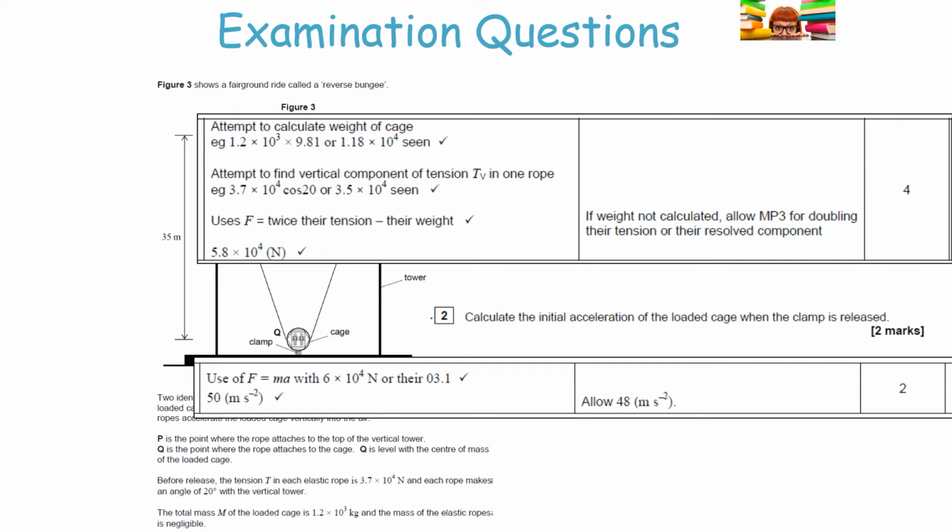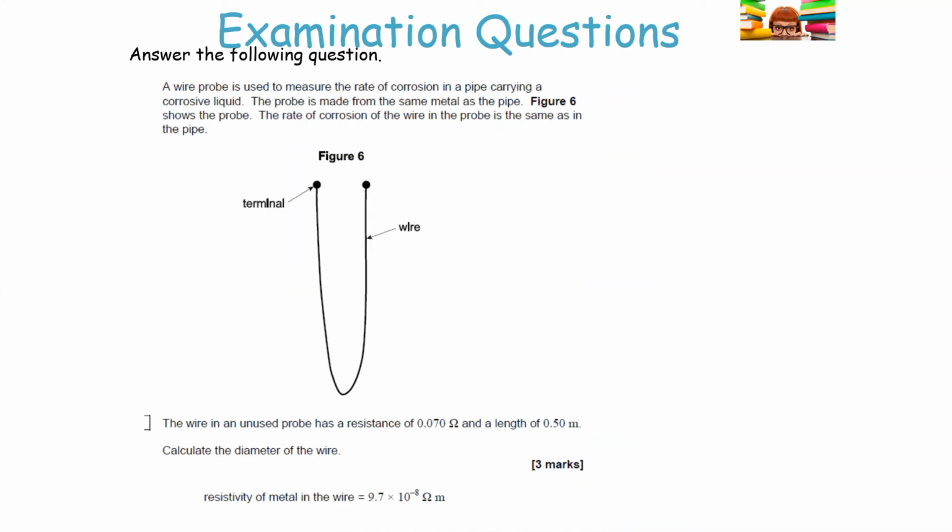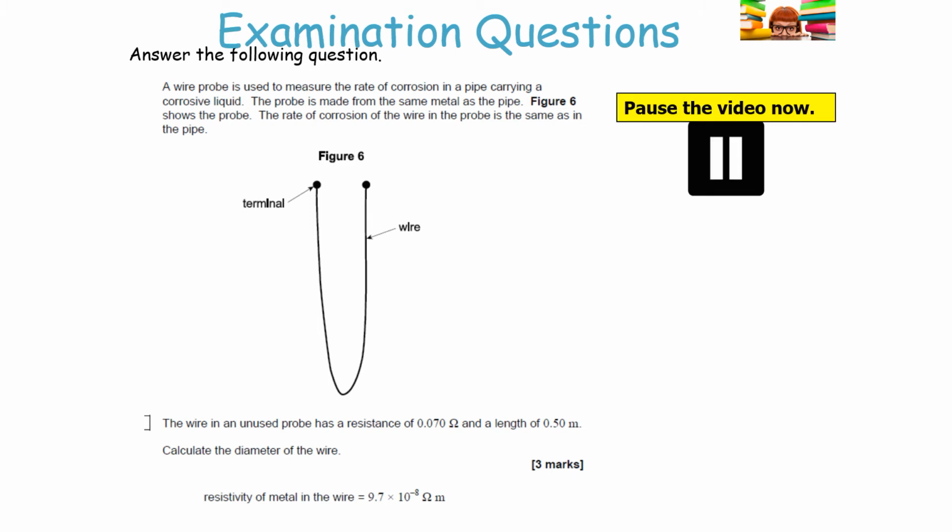So what we'll do now is we'll move past this onto electricity. So let's look at some questions to do with electricity. A wire probe is used to measure the rate of corrosion in a metal pipe carrying a corrosive liquid. The probe is made from the same metal as the pipe. Figure 6 shows the probe, and the rate of corrosion of the wire in the probe is the same as the pipe. The wire in an unused probe has a resistance of 0.07 ohms and a length of 0.50 meters. Calculate the diameter of the wire when you're given the resistivity. Pause the video now and unpause the video when you want to go through the answer.